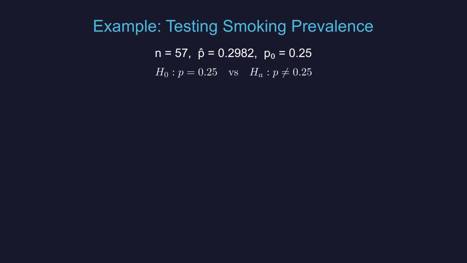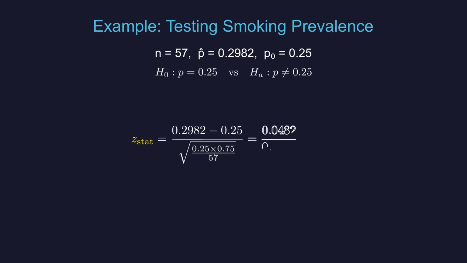Let's apply this to our smoking example. We have 57 adults, p hat is 0.2982, and the national average is 0.25. Computing z-stat, 0.2982 minus 0.25 divided by the square root of 0.25 times 0.75 over 57. That gives us z equals 0.84.